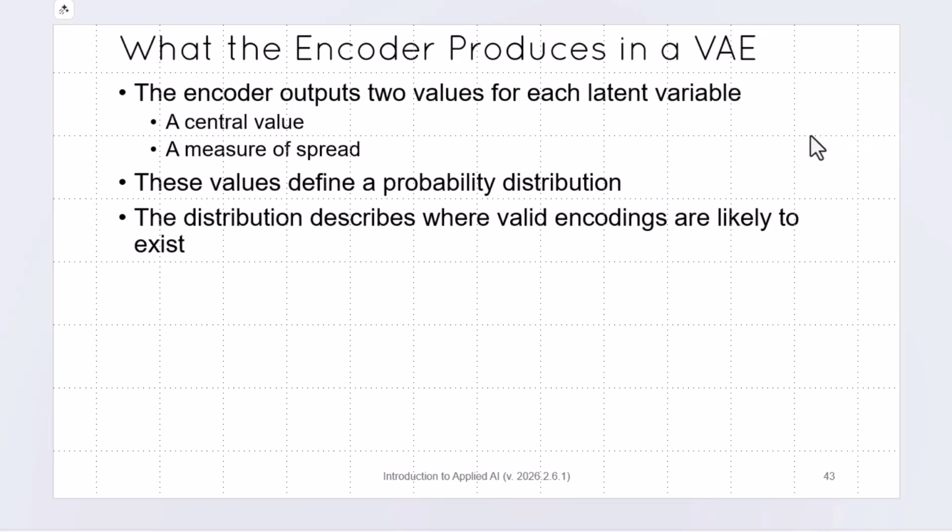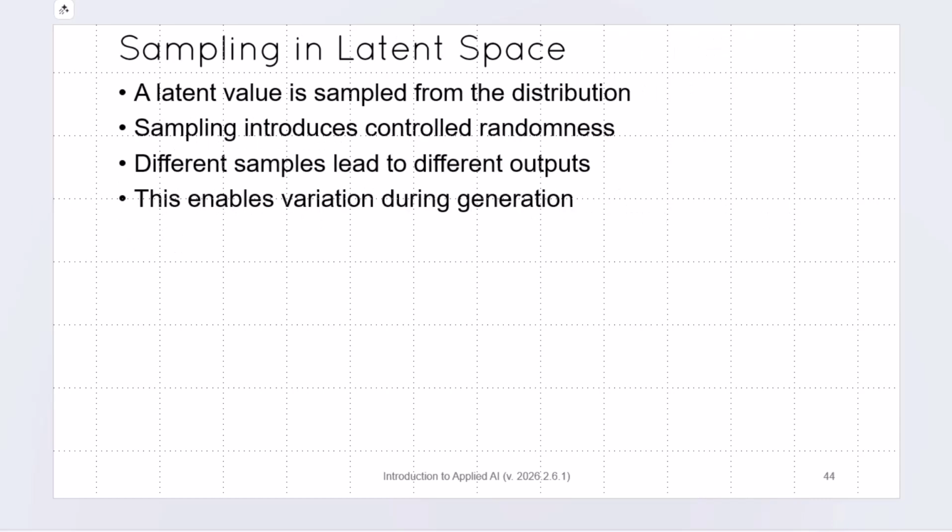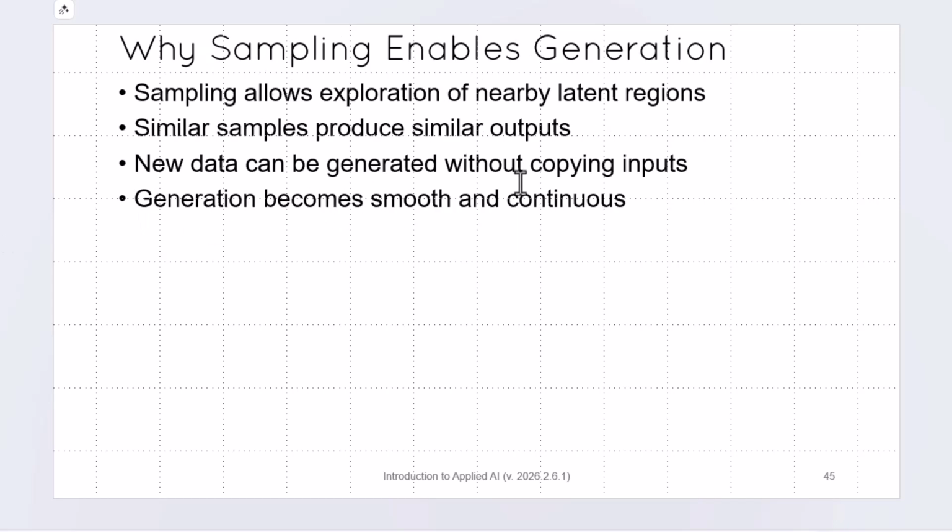What does the encoder produce in a variational autoencoder? The encoder outputs two values for each latent variable, a central value and a measure of spread. These values define a probability distribution. The distribution describes where valid encodings are likely to exist. What about sampling in the latent space? So a latent value is sampled from the distribution. Sampling introduces controlled randomness, and different samples lead to different outputs. This enables variation during generation.